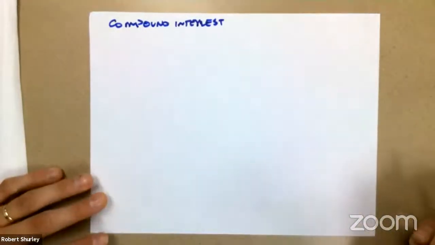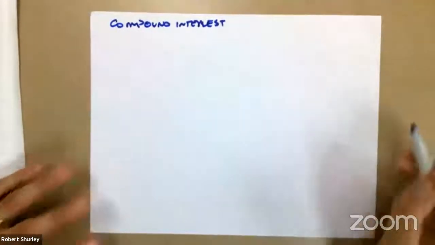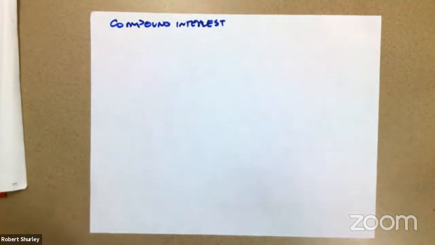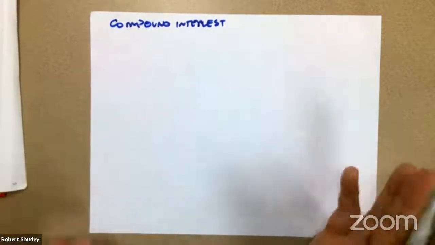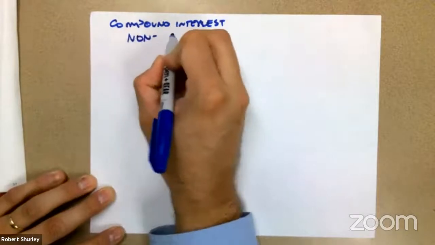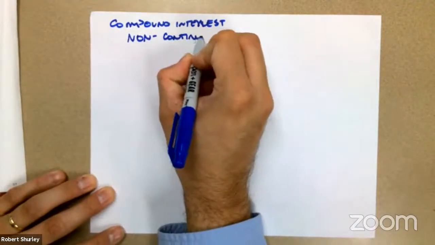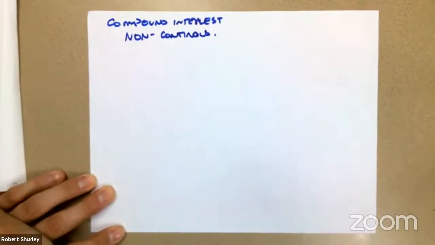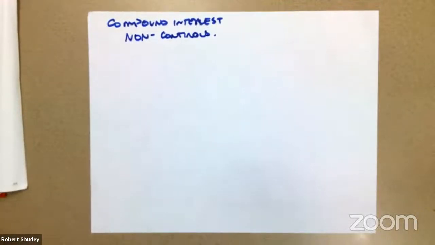I'm going to use some words, and I'm going to try to define them as we go along. So, compound interest. There are two ways to calculate compound interest: continuous and non-continuous. We're going to start with non-continuous. The equation, which I don't expect you to memorize, you'll have it for the test.